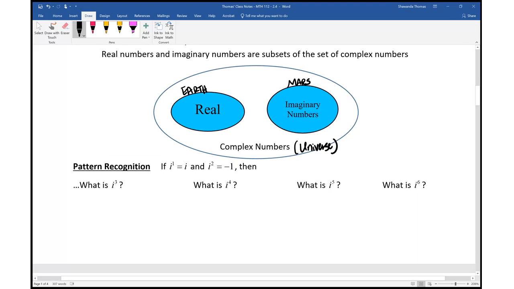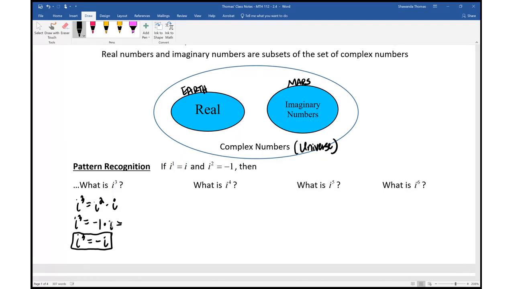If i is equal to i, or i to the first power, and i squared is equal to negative 1, then what is i cubed? Well, you can break down i cubed as i squared times i, for example. So i cubed must equal i squared, which we know is negative 1, times i. So we know that this is the same thing as negative i. i cubed is the same thing as negative i.